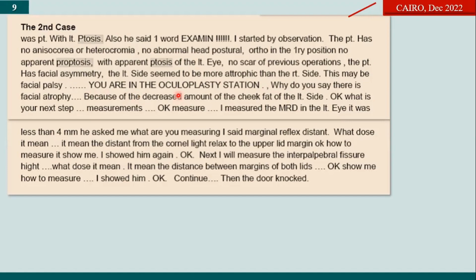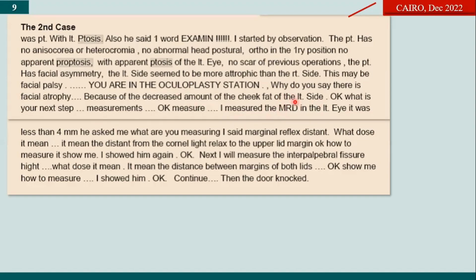I think the examiner got angry, and that's why the candidate here wrote everything in capital letters. So whenever you get that response, you are in the oculoplasty station. This is kind of a clue, maybe an angry clue, that you have drifted away. Don't deviate from the oculoplasty. Yes. Keep going.